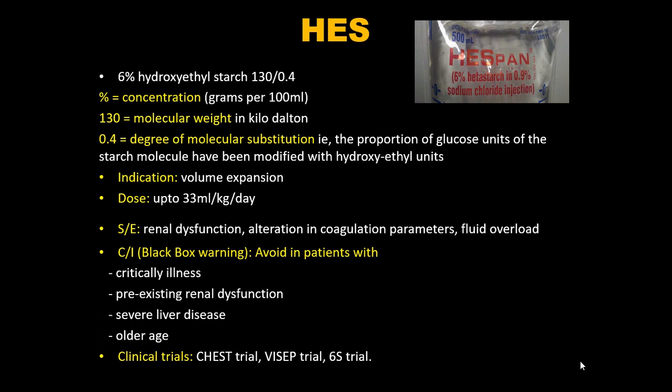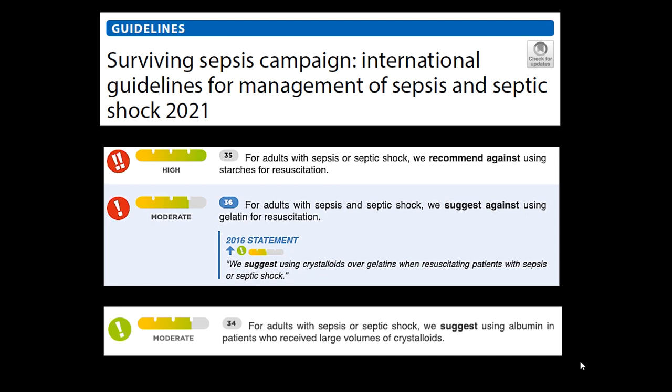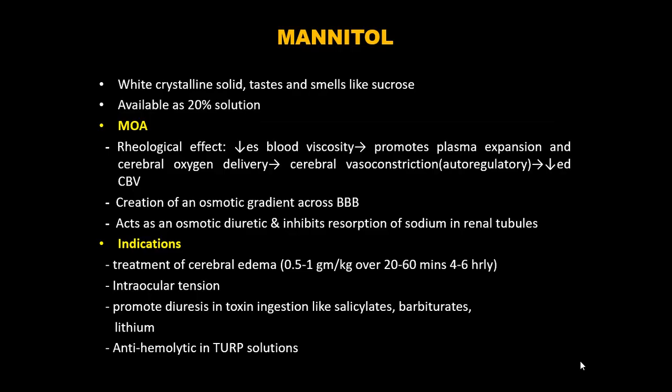Ideally in the ICU there is no indication for using a colloid because it causes renal dysfunction, coagulopathy and fluid overload. Specifically in critically ill elderly patients, it should be totally avoided. You should go through these clinical trials: CHEST, BaSES and 6S. All of them prove it is inferior to crystalloids. In the Surviving Sepsis Campaign 2021, they say for adults with sepsis or septic shock, we recommend against use of starch for resuscitation, and if you need any fluid other than a substantial amount of crystalloid, you can go with albumin.